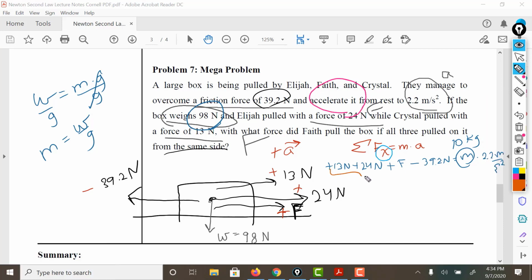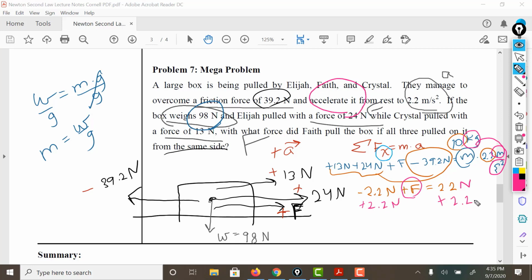Now we solve for this. 13 plus 24 minus 39.2. Make sure you do left to right, right? Follow order of operations. If I do that, I get negative 2.2 newtons. If I multiply 10 times 2.2, I get 22. But what is a kilogram meter over second squared? I want the F by itself, so I add 2.2 to both sides. I get that the force is 24.2 newtons. So Faith's force is 24.2 newtons.